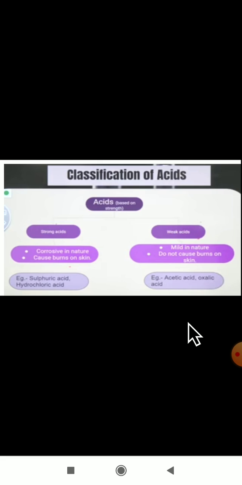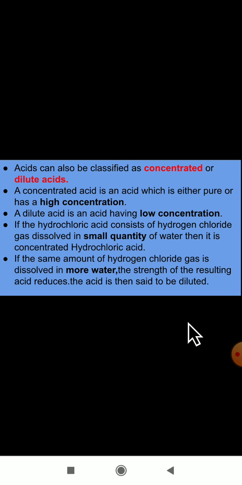Sulfuric acid is very strong, and even hydrochloric acid, that is HCl, is also very strong. That HCl is present in our stomach. Next you will see some more types. Acids can also be classified as concentrated and dilute acids. Concentrated means there is no mixture, only a little quantity of water is added.